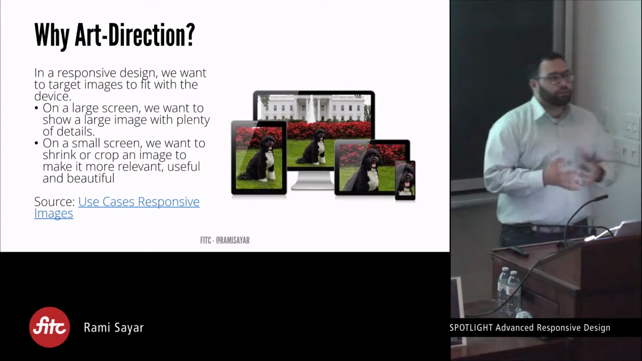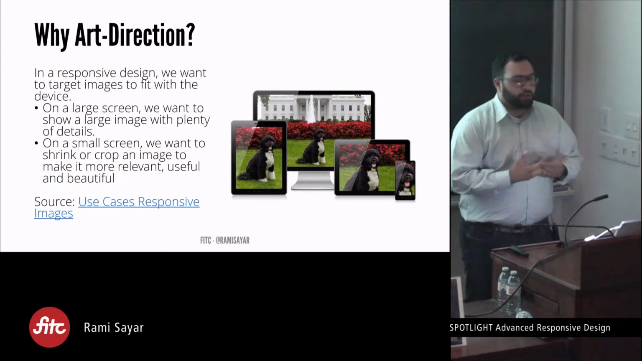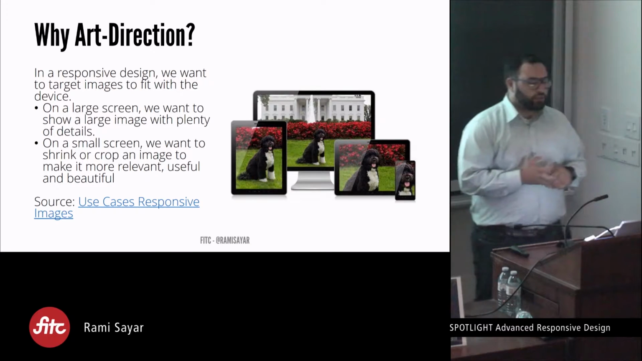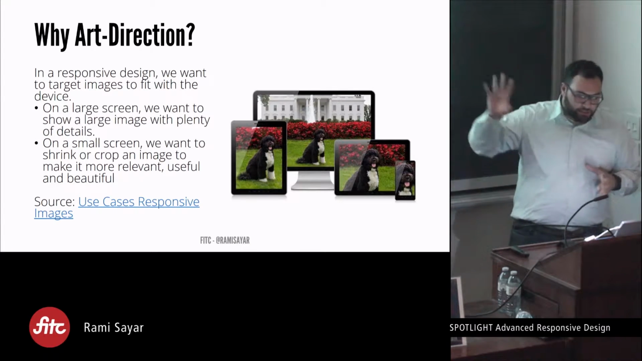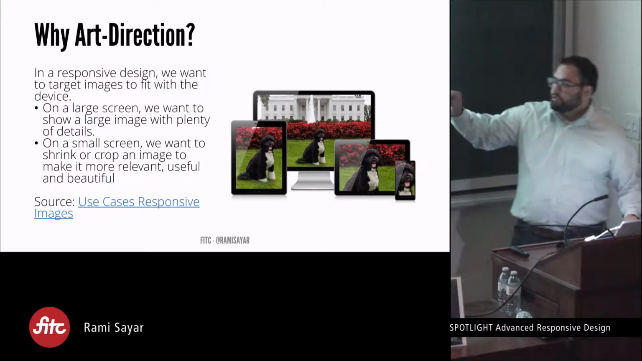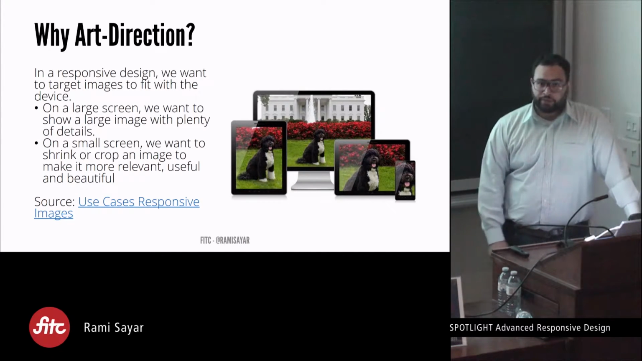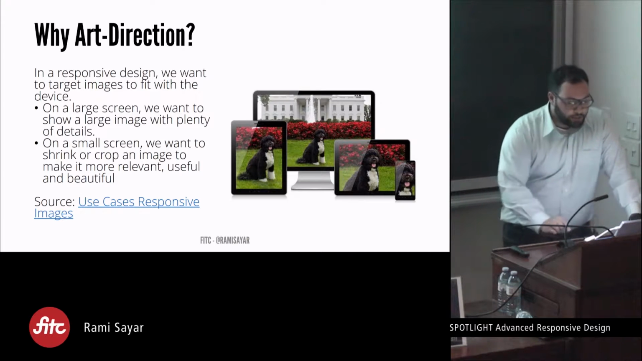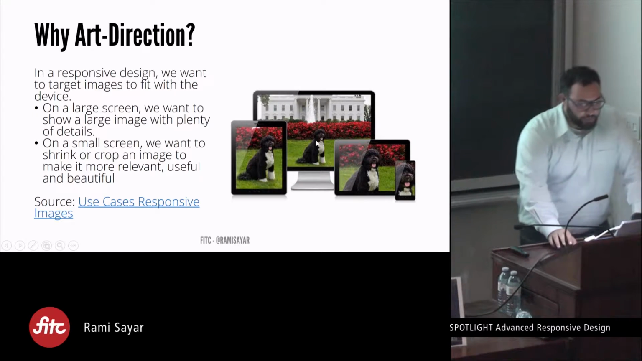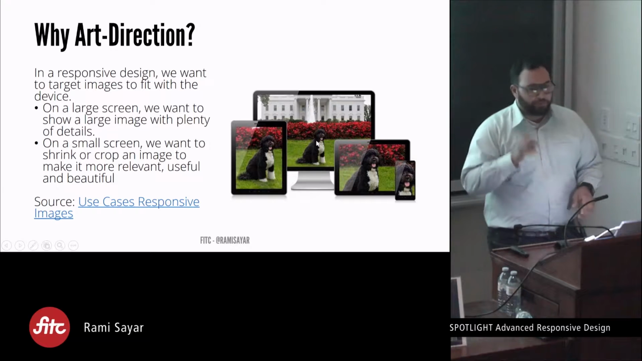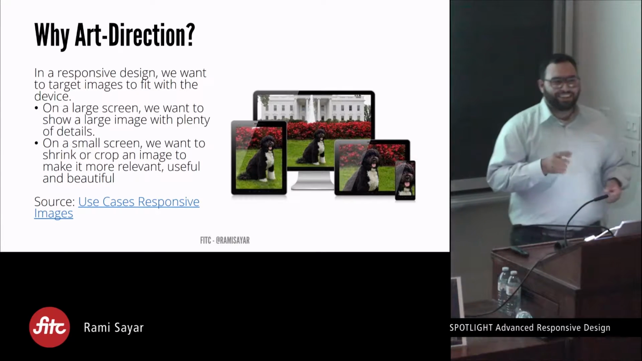So why art direction? In a responsive design, you typically want to target images to fit with the device. So here I have an example. This is taken from Use Cases for Responsive Images. It's like a website where the community was making use cases for this standard. So here we have a picture of Bo, who is, I believe, Barack Obama's dog. I think, yeah.